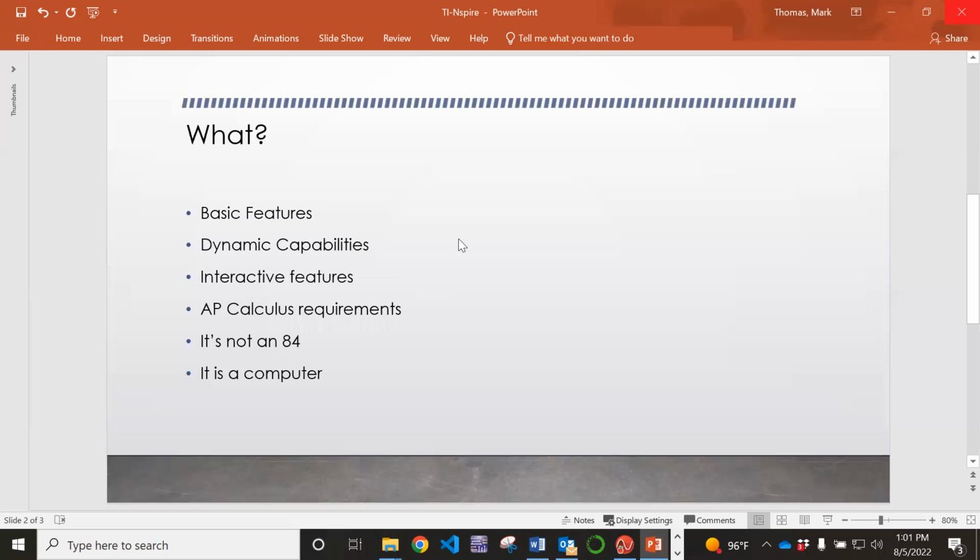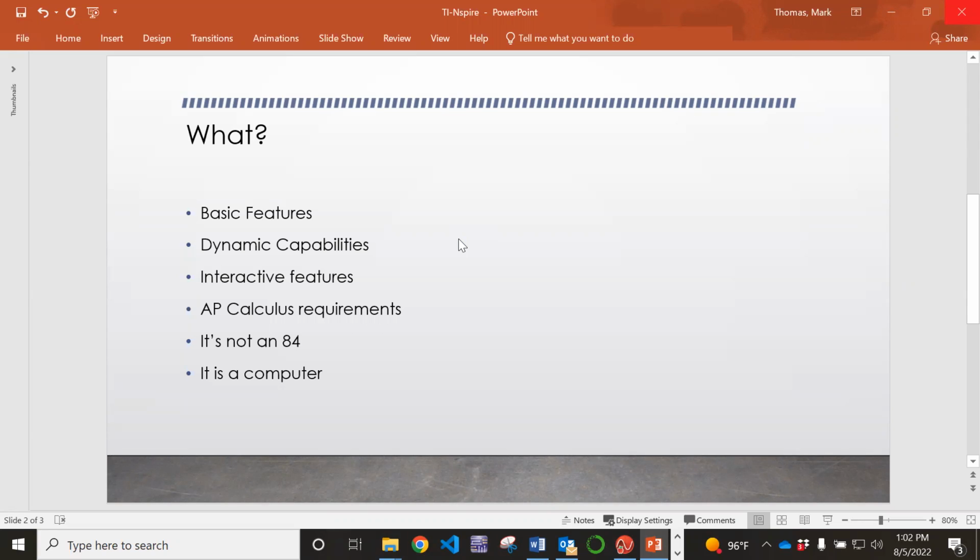So here's what I hope to be able to accomplish today. I hope to be able to show you some of the basic features of the Inspire, as well as why I see it being dynamic as well as interactive. I kind of see those as a little bit different. I posted this actually in the AP Calc Facebook page, and so I'm definitely going to show some of the AP Calc requirements of how to solve an equation, take a derivative at a point, and look at definite integrals.